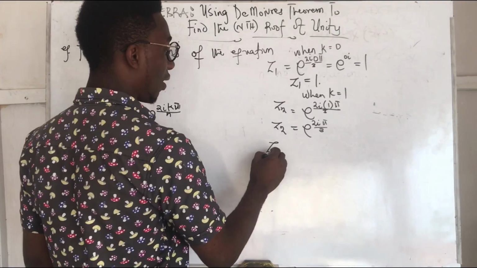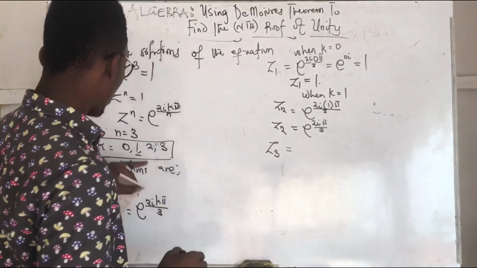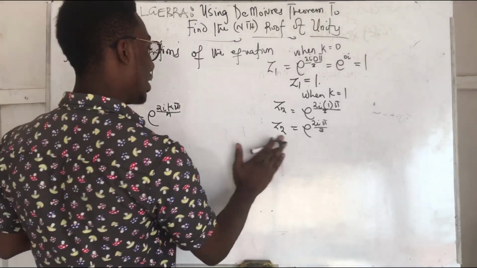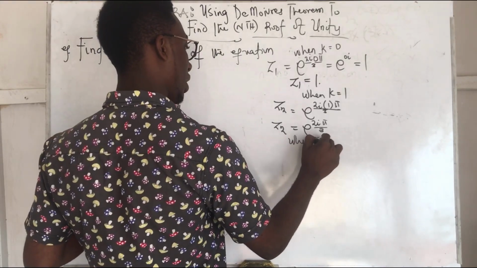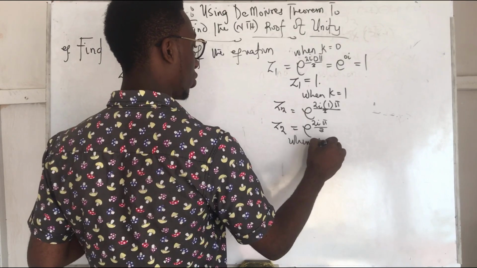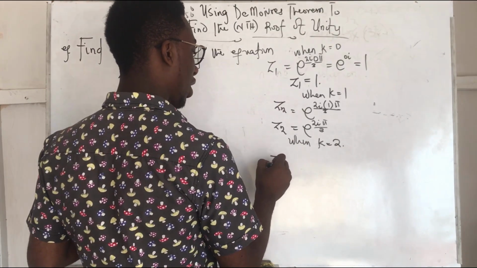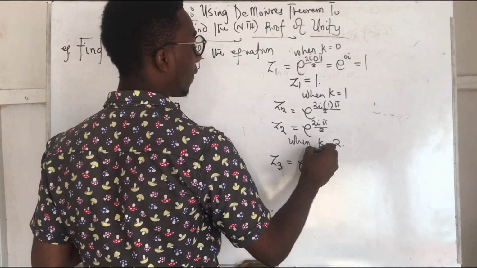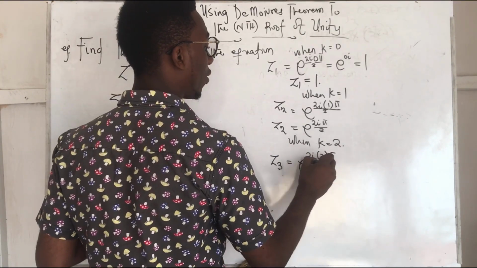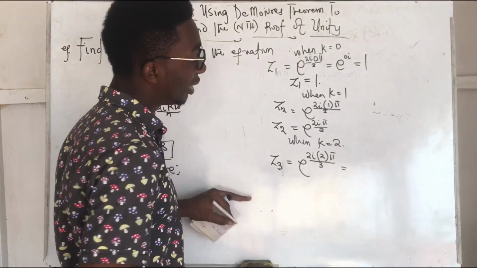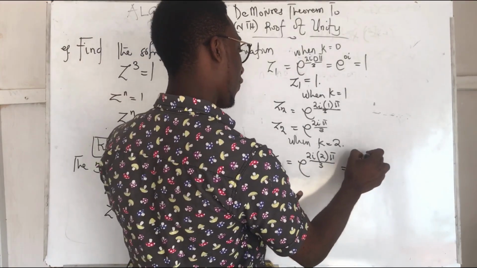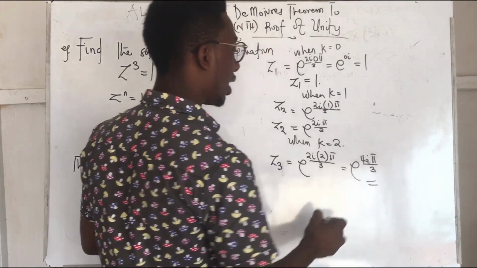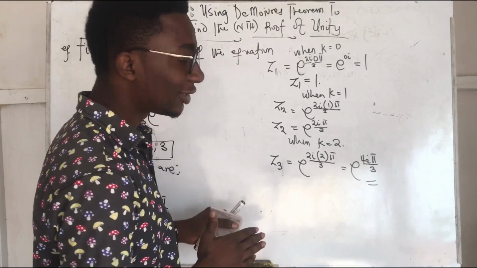Now lastly, our third solution. We have to finish everything, but at the end of it all, we have to get only 3 solutions. So when k is equal to 2, we have our third solution z3, which is equal to e to the power of 2i times 2π over 3. When you do this, you will get e to the power of 4iπ all over 3. And this is our third solution.